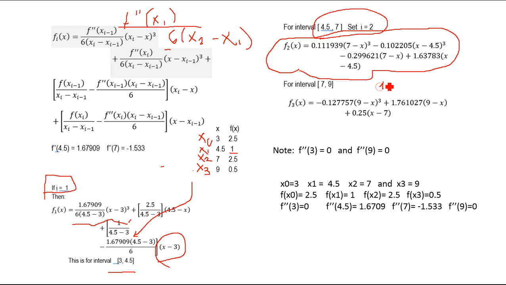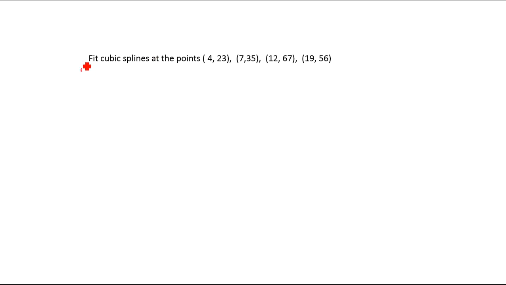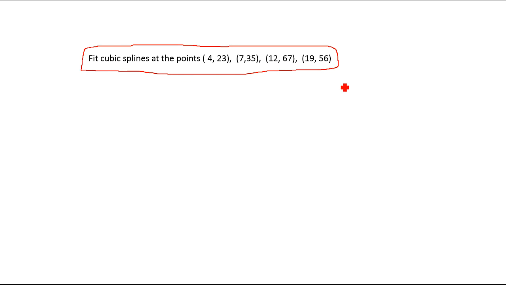And then, when you set i is 3 naman, you will have this equation. Okay? Note that you have f double prime 3 is 0 and f double prime 9 is 0. So, ito ngayon yung puprove mo. Yung dalawa na yan. And then, you will have to work on this. Fit cubic splines. This one. You will have to submit this before the day.